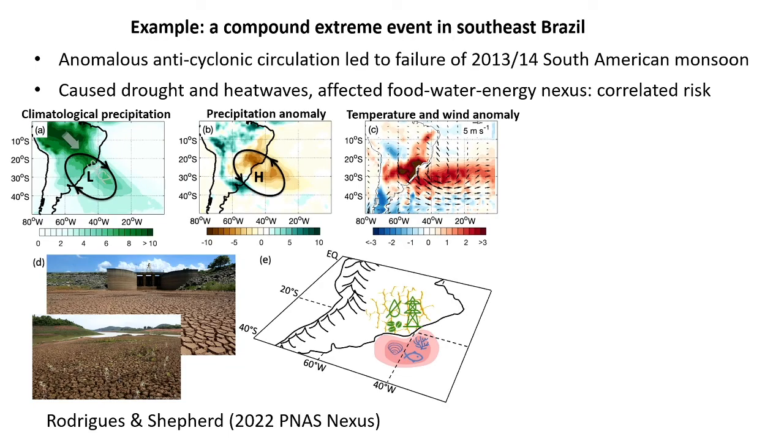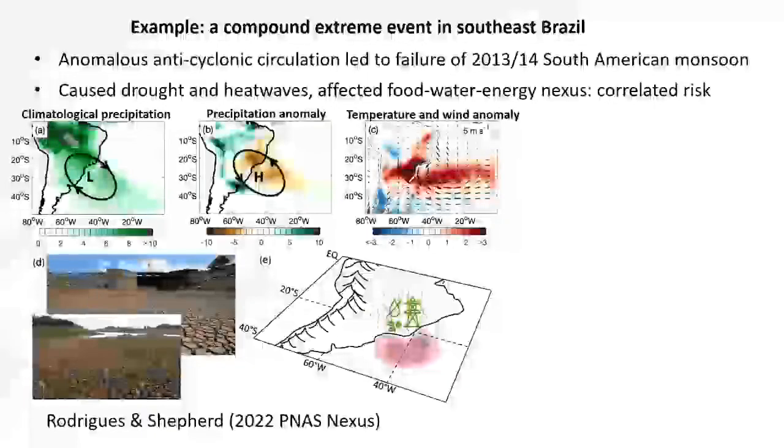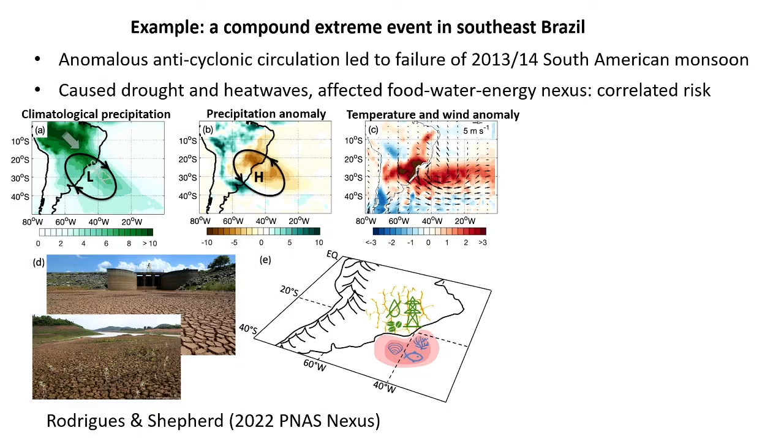And just to give an example, this is with Regina Rodriguez, a colleague of mine in Brazil, and we published a perspective in PNAS Nexus in the inaugural issue, and we used as a case study a compound extreme event in southeast Brazil. It was a failure of the monsoon in the summer of 2013-2014. You can see in the upper left, the climatological situation is the South Atlantic convergence zone leads to a flow of moisture from the Amazon, but there was a blocking anticyclone, which led to precipitation anomaly, dry conditions, also because of the clear skies, temperature, heat waves over land and ocean. It was a classic compound event affecting the food, water, energy nexus.